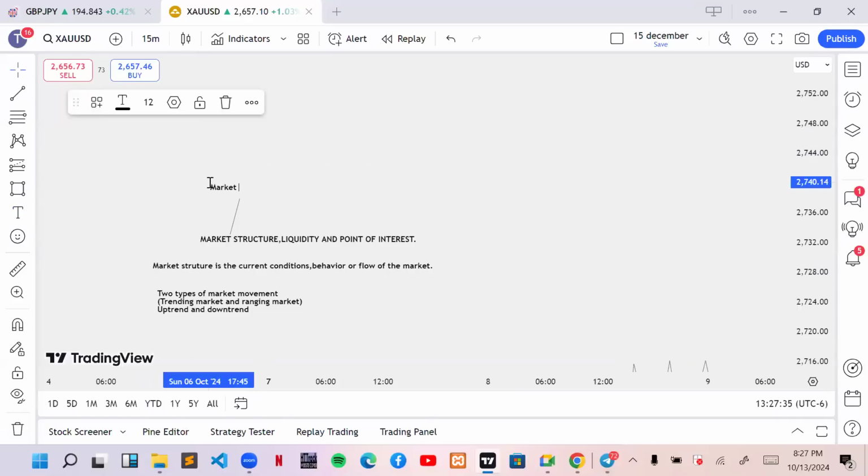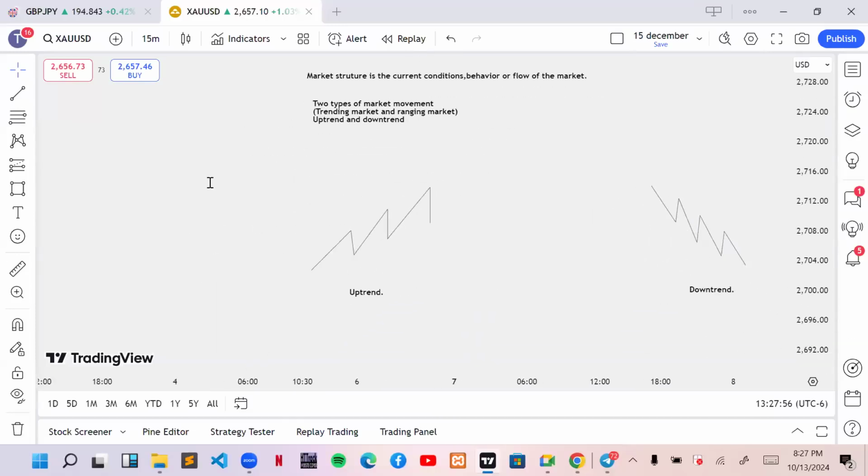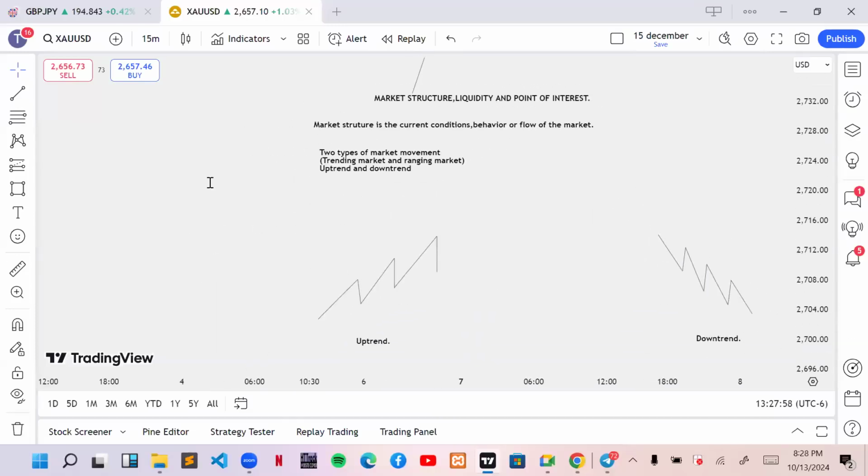Market structure shift. I'll first of all take what a market structure shift is. A market structure shift is an indication that the current trend is about to end and a new one is about to begin in the opposite direction. What do I mean by that? When the market is in an uptrend, the behavior of an uptrend is a series of higher highs and higher lows.